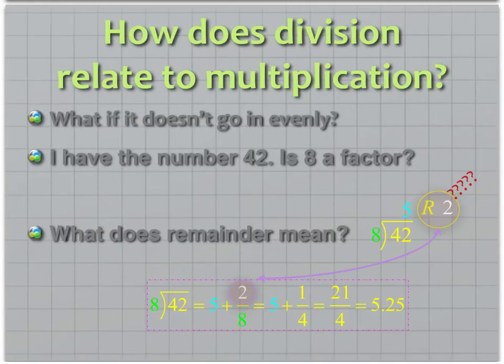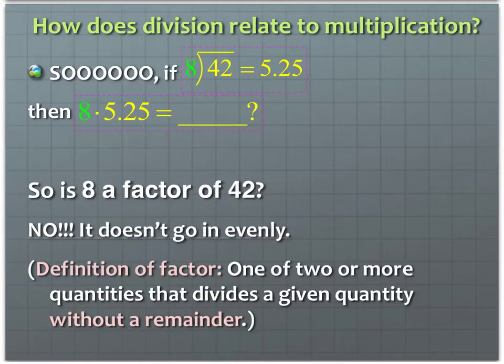So what if the numbers don't go in evenly? So let's say we have the number 42 and we divide it by 8 to see if 8's a factor. Well, when you divide 42 by 8, you're going to get 5 with a remainder. Now remember, we don't leave it as remainder 2. What this remainder means is you take the remainder, you put it over what you're dividing by, and you add what you got when you divide it. So 5 plus 2 over 8, which is going to simplify to 5.25. So 42 divided by 8 gives me 5.25.